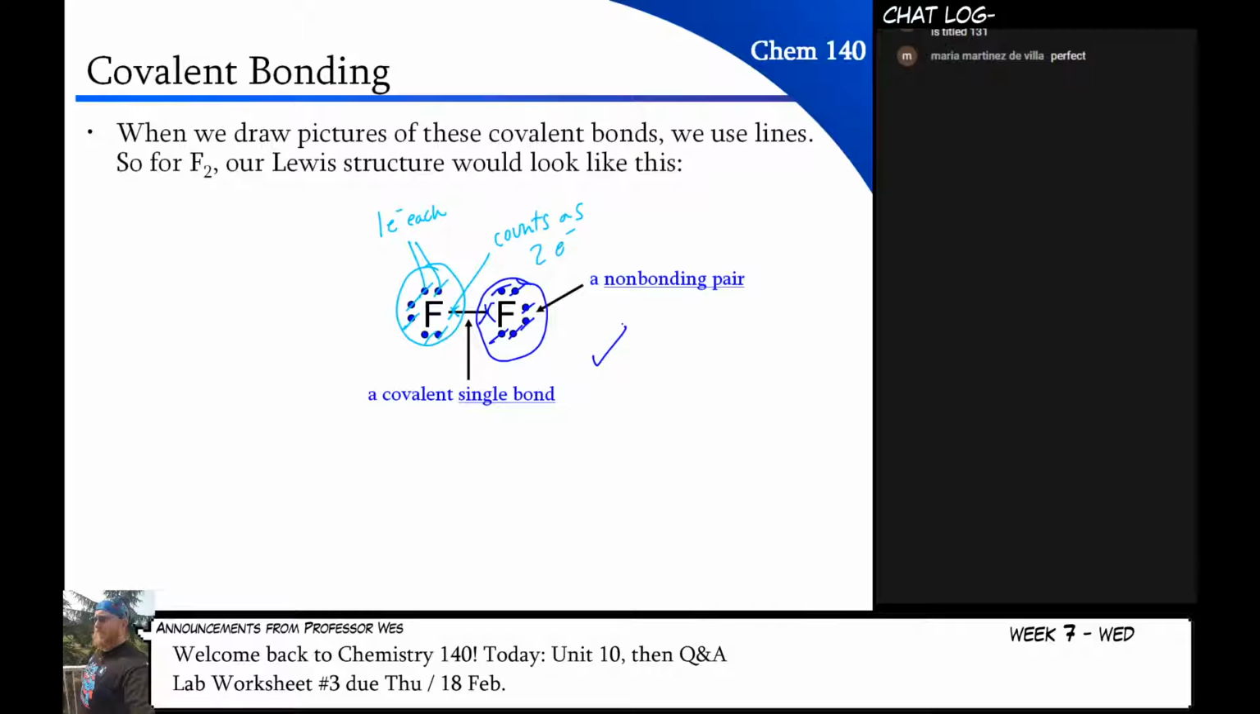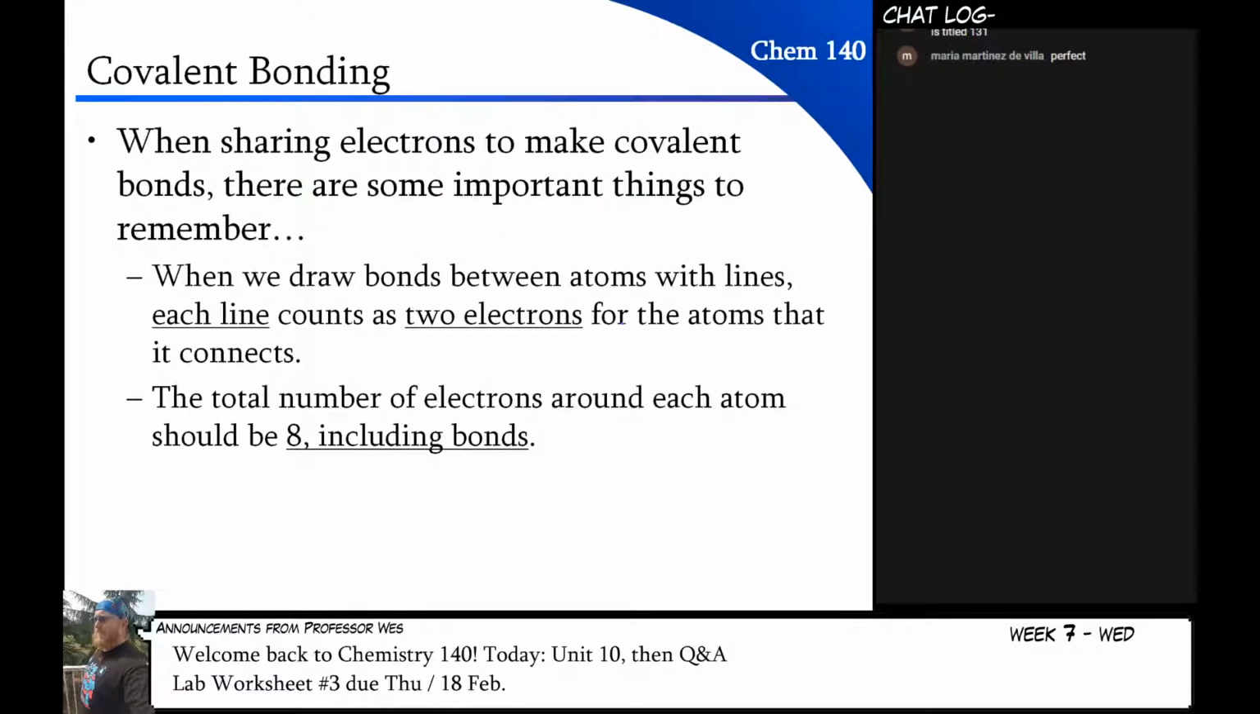So when you're counting the octet rule for your molecules, just as a check at the end to see if you have done it correctly, make sure that you count the bond as 2 for both sides, because they're shared. Remember that.